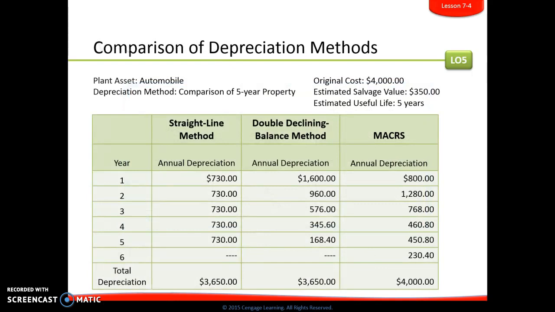Here they're showing us the comparison of the depreciation methods. So we've seen that we have the straight line, which is what we did in our last section. Here we have our double declining, and then we have our MACRS. They're just showing us the comparison of the total depreciation. If we look across here, the numbers are pretty different. But when we look down at the bottom, straight line and double declining, the total depreciation is the same. And here it's just a little bit more.